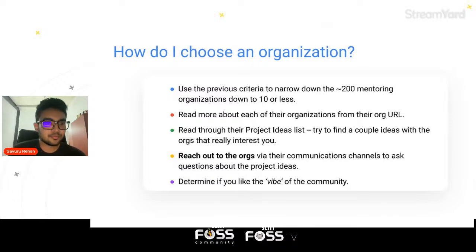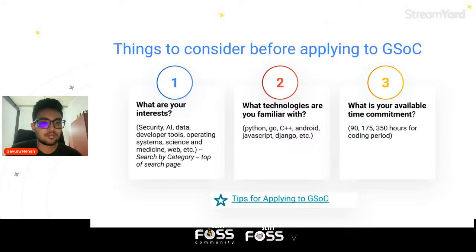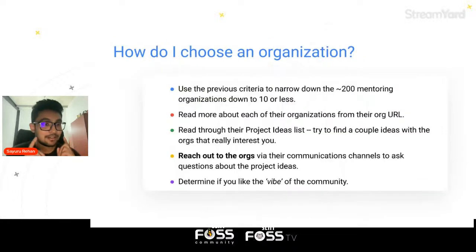So I mentioned the first thing, right? How do you choose an organization, right? So what you can do is, if we go back a slide a little bit, the very first step is about what your interest is, right? What your interest is, and let's say, let's go with AI. Okay, so let's go with AI, and let's say you're familiar with Python. Okay, now keep that in mind.